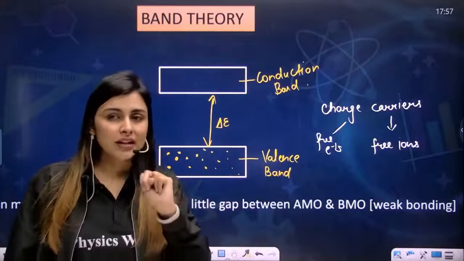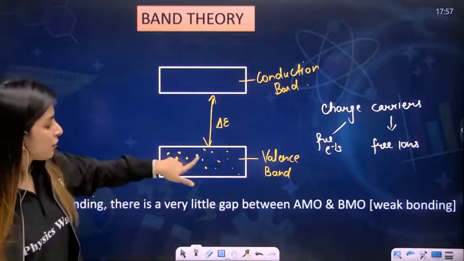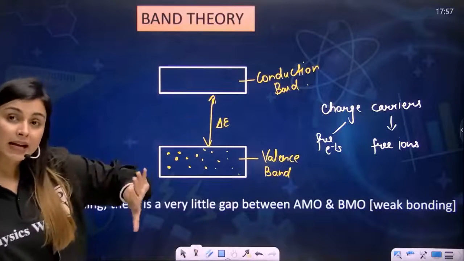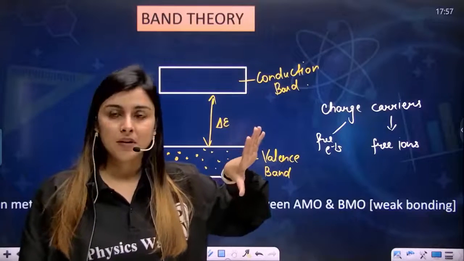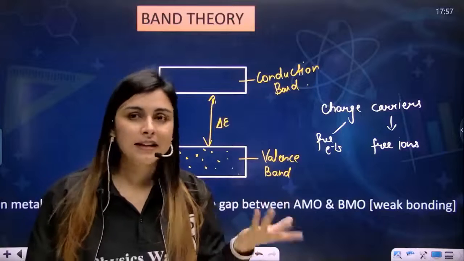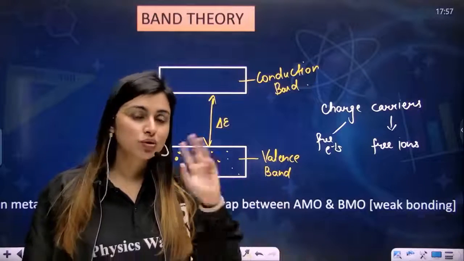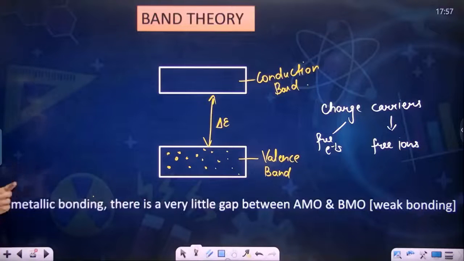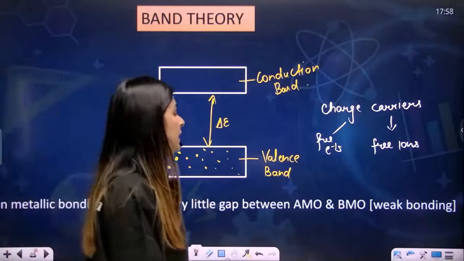So there are 2 things that need to be understood: few of the electrons have the capability to go to the conduction band, and the conduction band should be empty. If it is empty only, then electrons can go there and move around freely and they can conduct electricity. So these are the 2 things that we need to keep in mind. In metallic bonding, there is very little gap between the AMO and BMO.